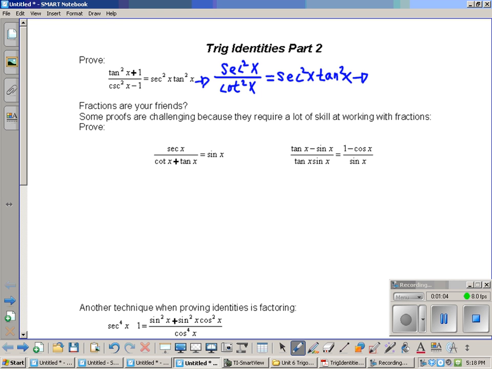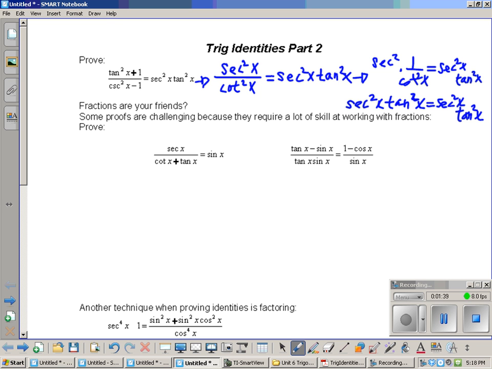I can then rewrite the left side as secant squared x times 1 over cotangent squared x, keeping the right side secant squared x tangent squared x. I know that 1 over cotangent squared is just the reciprocal of tangent squared, so that tells me on the left side that secant squared x tangent squared x does in fact equal what I see on the right side, secant squared x tangent squared x.